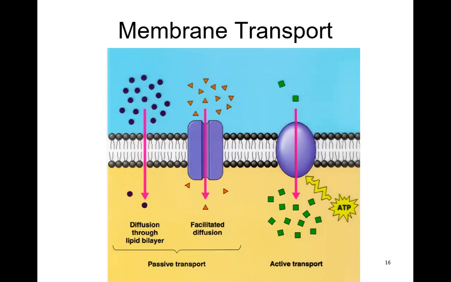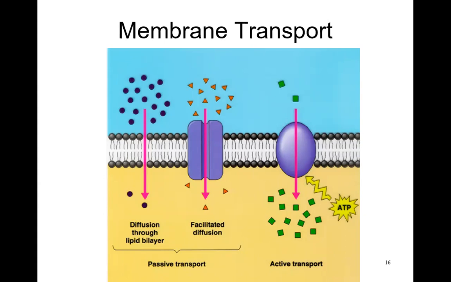Facilitated diffusion through a channel. Again, notice that you're going from a high concentration to a low concentration. On the first one, those black circles might represent oxygen. And so there's a high oxygen on the outside of the cell and low oxygen on the inside. So oxygen just moves passively through diffusion from a high concentration to a low concentration.